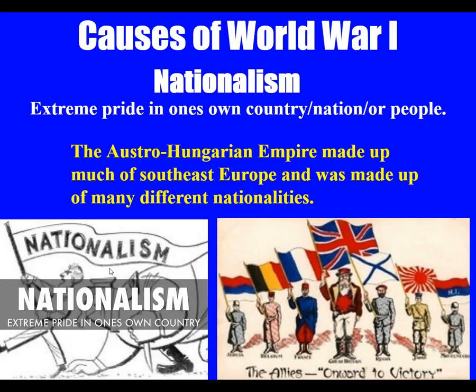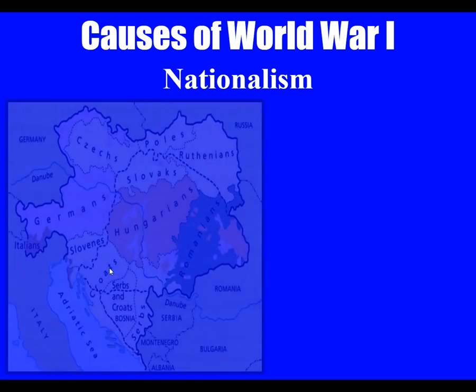And lastly, nationalism. This is exceptionally important as well. So nationalism, again, is extreme pride in one's own country, nation, or people. And we do need to understand that imperialism has a play in nationalism as well. Oftentimes, a nationalistic country that has a lot of pride in themselves and their people and their ethnicity will imperially take over another country, and they're going to also showcase their nationalism and pride, let's say, England in Africa, right? So we have the Austro-Hungarian Empire that made up much of Southeast Europe and was made up of different nationalities. So let me break this down a little bit more for you.